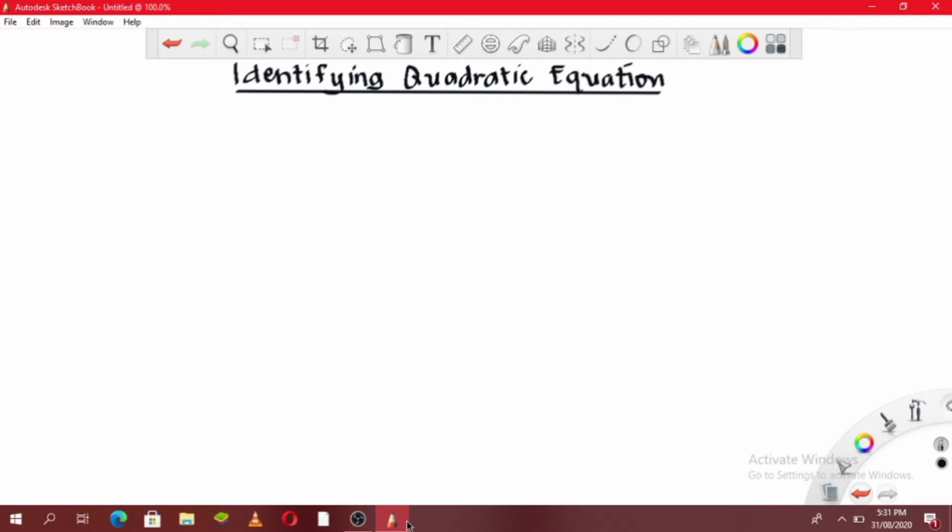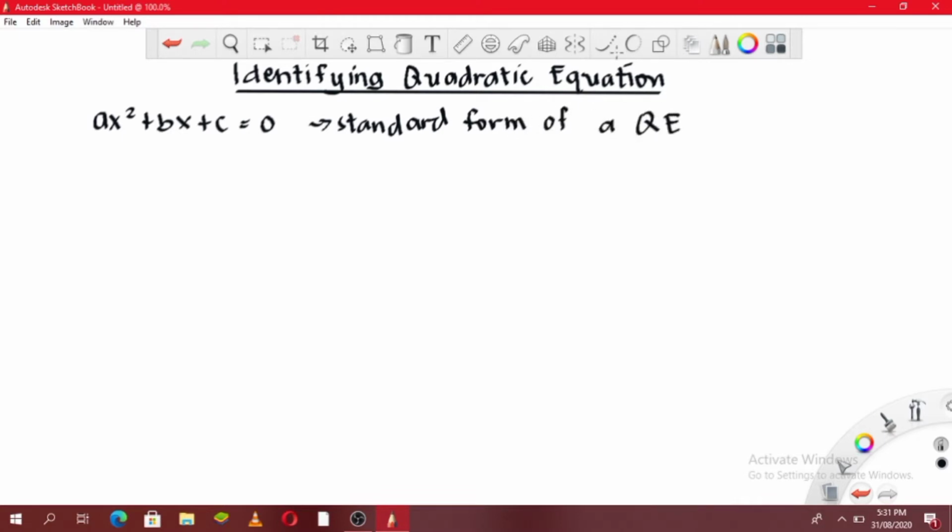A quadratic equation in one variable is an equation in the form ax squared plus bx plus c equals 0, which is the standard form of a quadratic equation. So, kung mapapansin, itong equation na ito ay may isa lang variable which is x. Itong a, b, and c, they represent any number on a number line. So, a, b, and c are all real numbers.